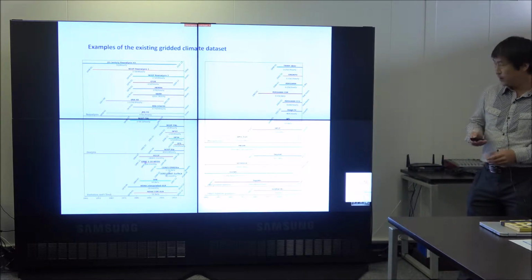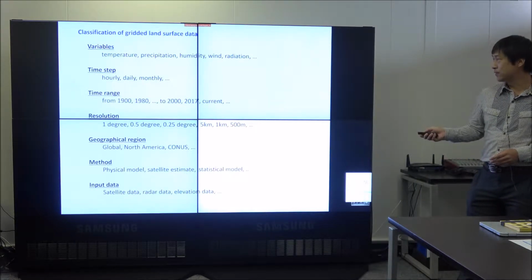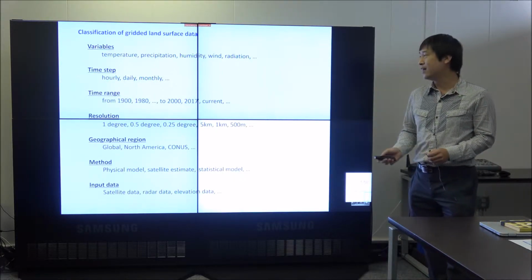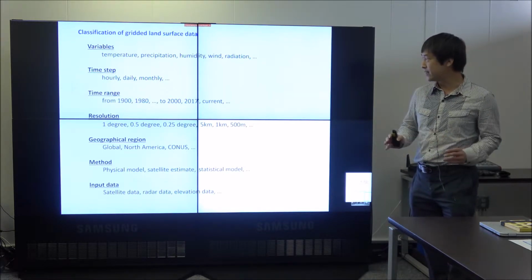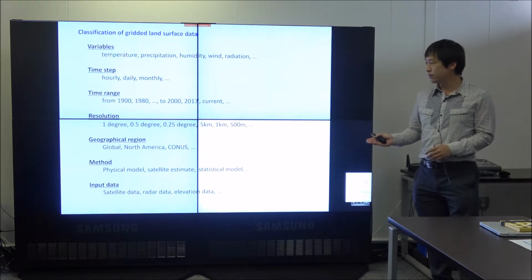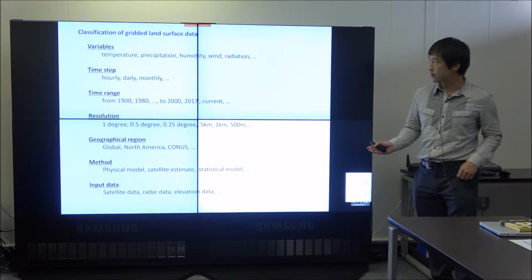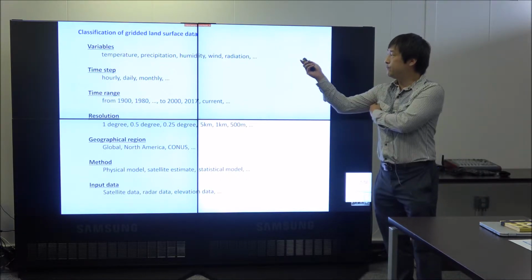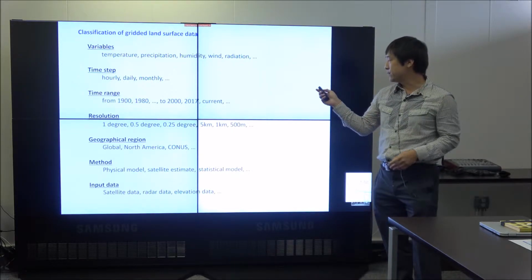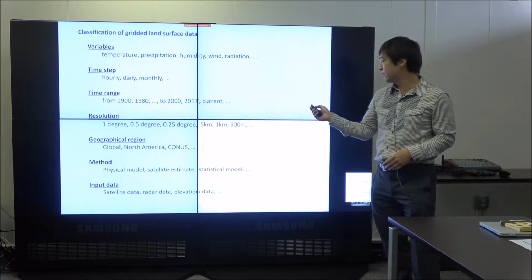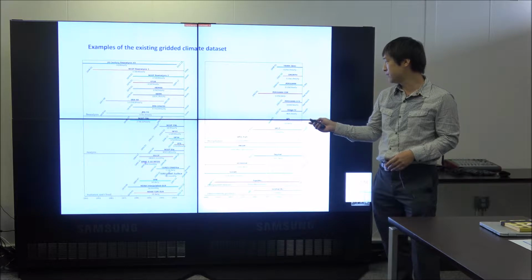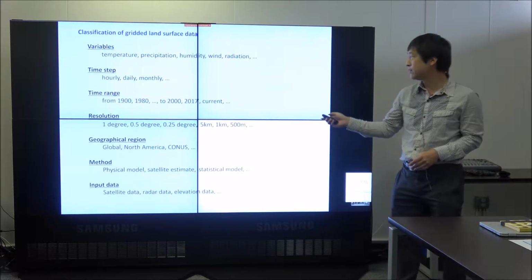If we classify the gridded land surface data, there are many ways to classify, depending on the variable, time step, time range, resolution, geographical region, method, and the input data. For example, variables: temperature, precipitation, humidity, wind, radiation. Like in the previous figure, I showed many data sets, but except for the reanalysis data, most of the data don't have all of the variables.